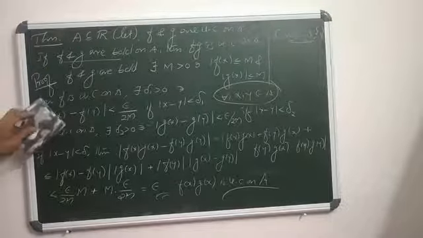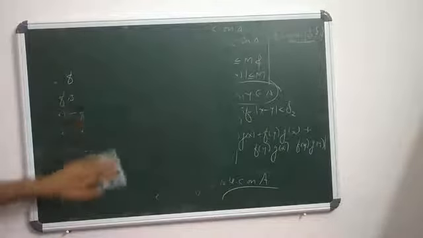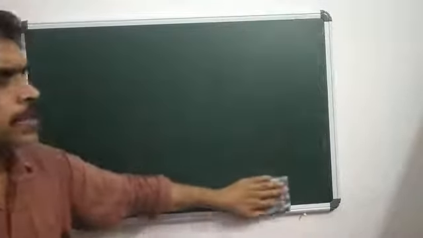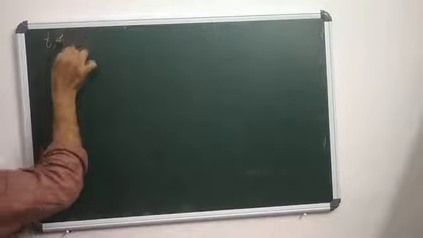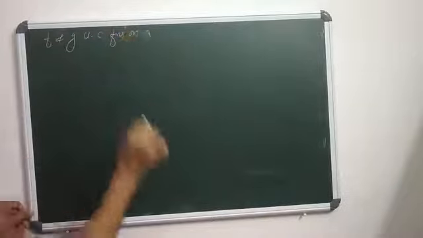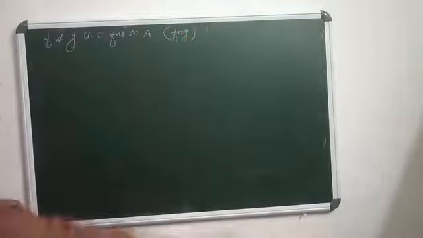Now, we say that if f and g are uniformly continuous, then f plus g is uniformly continuous. Moreover, if they are bounded, then their product is uniformly continuous. So what about the composition of two uniformly continuous functions? My question is, if f and g are any two uniformly continuous functions on A, what about their composition? F composition g, is it uniformly continuous on A?